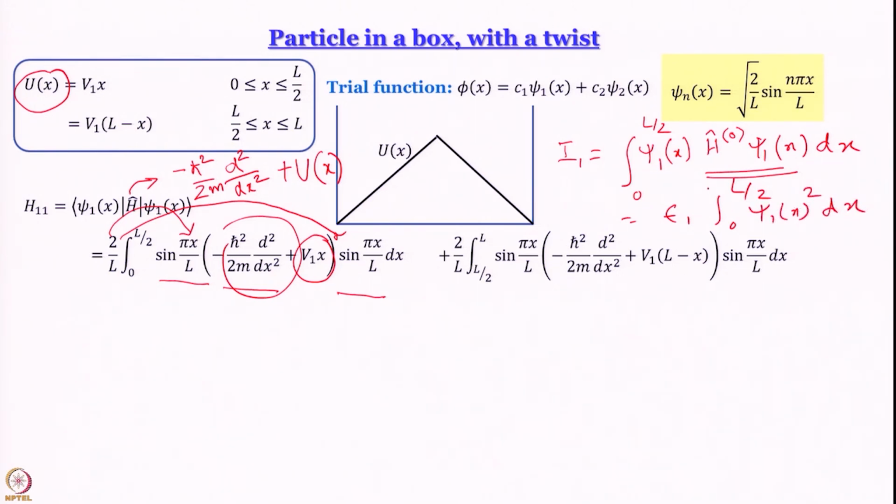Now, tell me what is the integral of psi 1 of x whole square between limits 0 to L by 2. If I had integrated from 0 to L, what would it have been? It would have been 1, the total probability. So, from 0 to L by 2, for the symmetric wave function here, that is going to be half, is not it? So, this is how you expand. What about the second one?